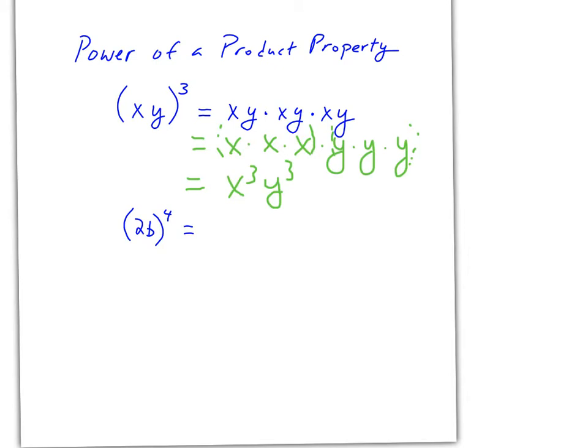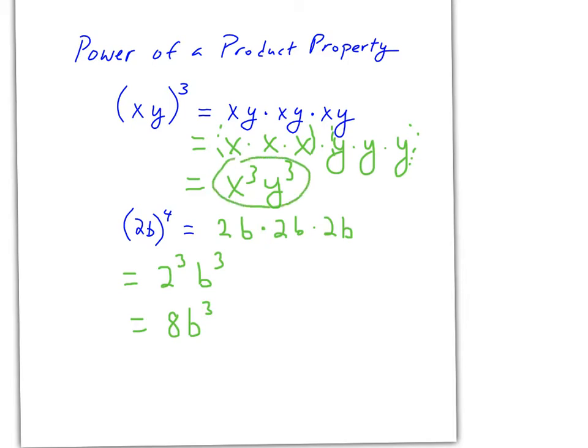So looking at this other example, if I have 2 times b, all that to the 4th power, what that really means, you don't have to write this out, but that really means 2b times itself 3 times, and so that's 3 2's being multiplied here and 3 b's. So this is really 2 cubed b cubed. We'll go ahead and say what 2 cubed is. That's 8 times b cubed. So let's get some things circled here.